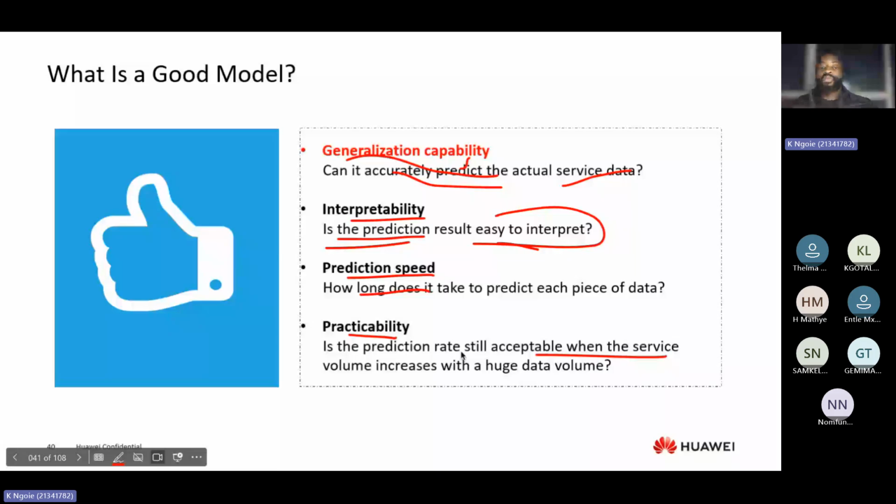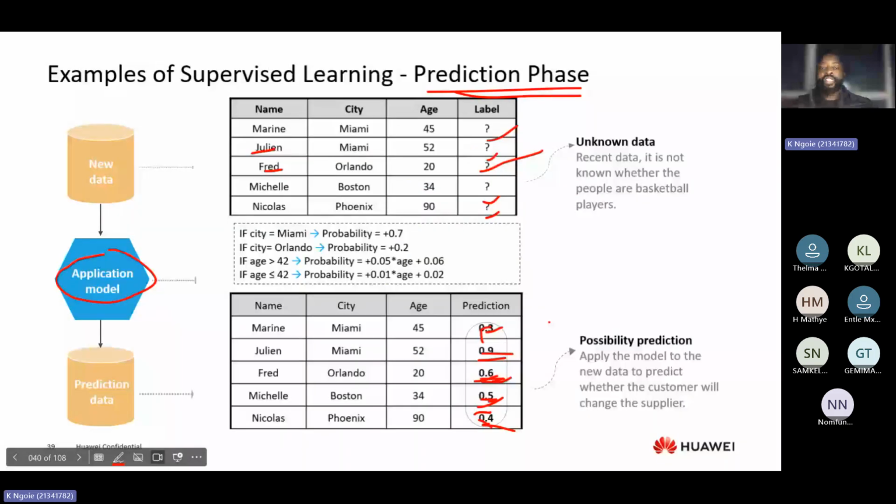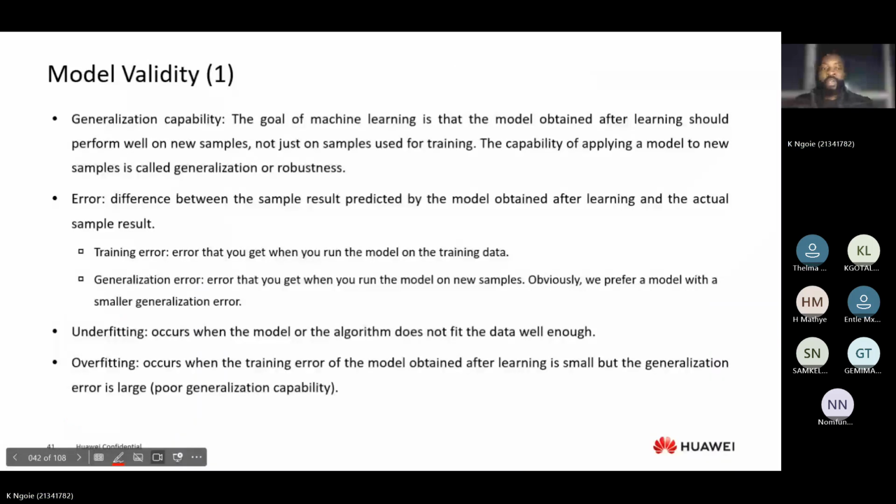So if we increase the amount of data, we have this example here. In this case, we only bring 5 data in this sample. If you increase the amount of samples, is the model still behaving the same? Is it still giving you the results in a shorter time? Okay. So if you can confirm that, the model is a good model.